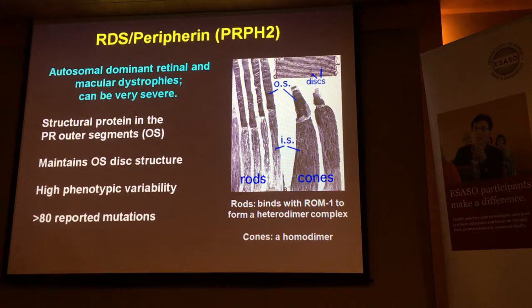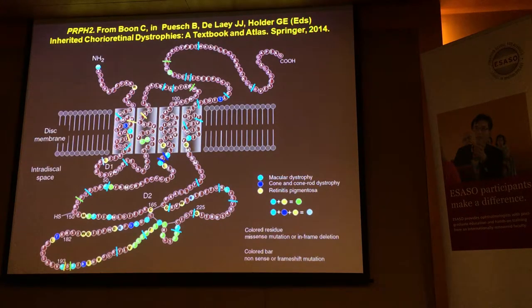We don't know why. And this is from Camille Boone's lovely work. Each of these reflects variants which have been shown to be disease causing. And the green ones and the light blue ones can all have different diseases, even with a mutation at the same locus. It's complicated, it's not easy.